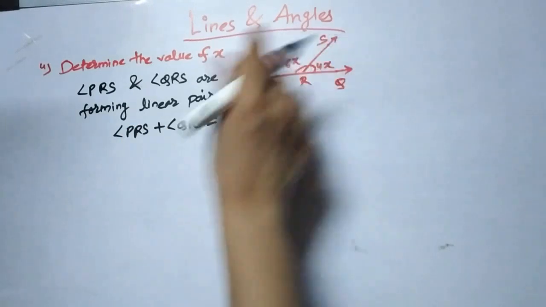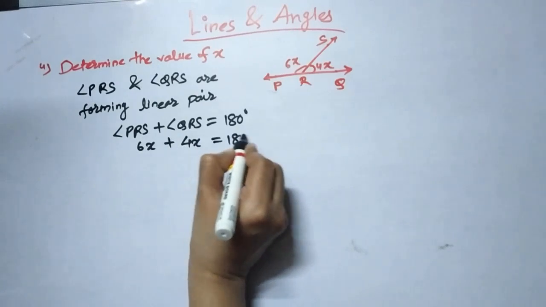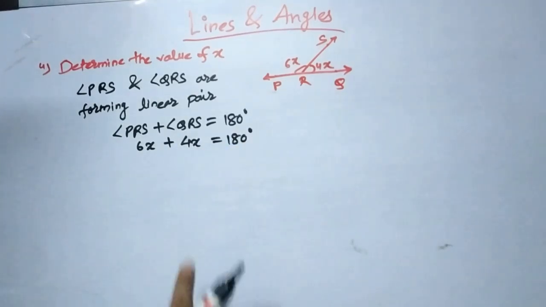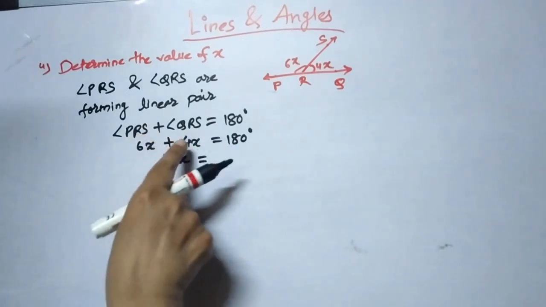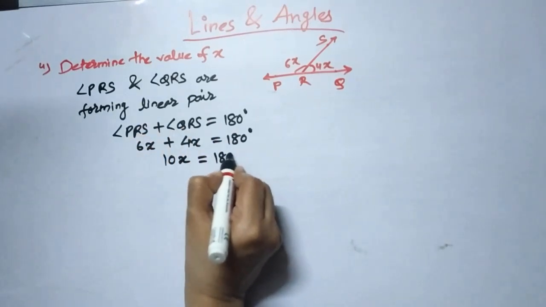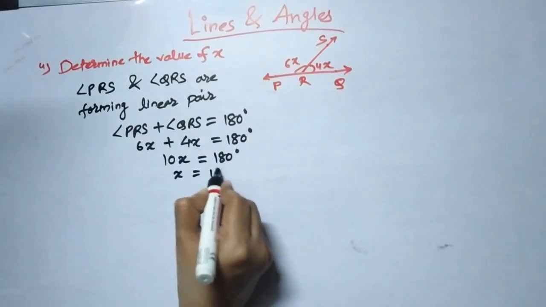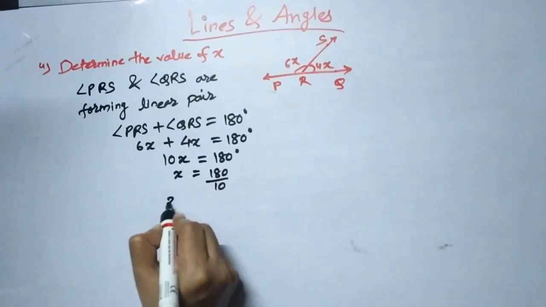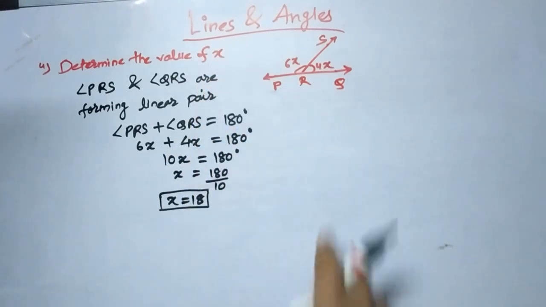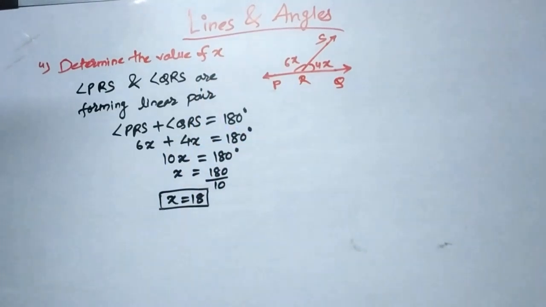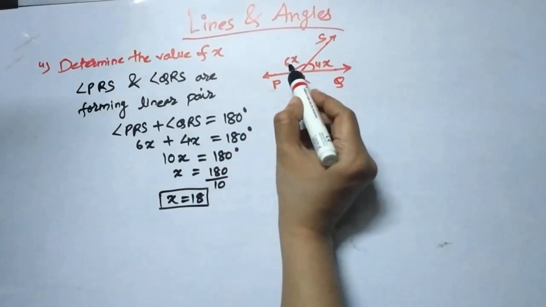PRS is already given, it is 6x, plus this is 4x. So friends, just add these like terms. 6x plus 4x gives 10x, which is equal to 180 degrees. So this is 10 times x. So x is equal to 180 upon 10. So friends, we'll get 18. So the value of x in this case is 18. By keeping this 18 here, we can find this angle and this angle.